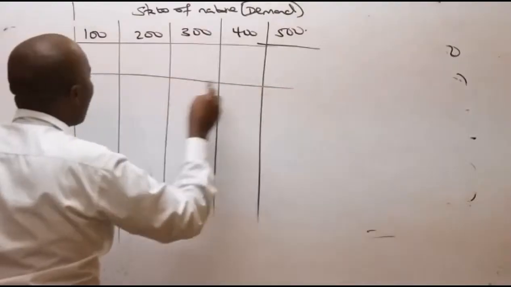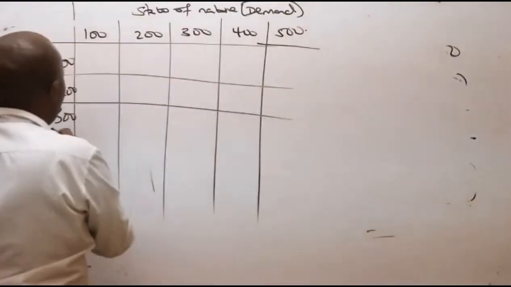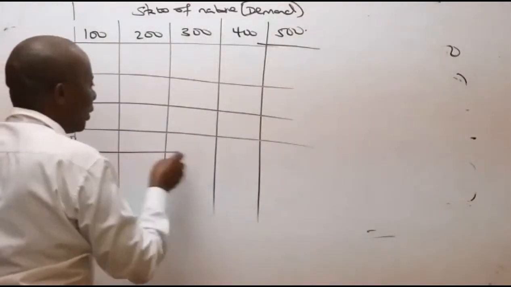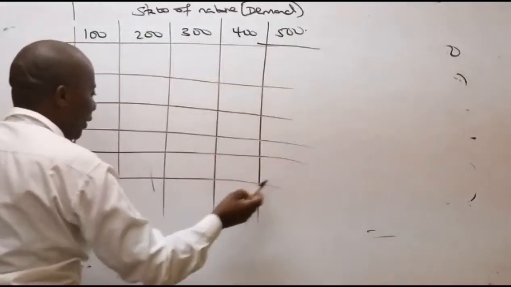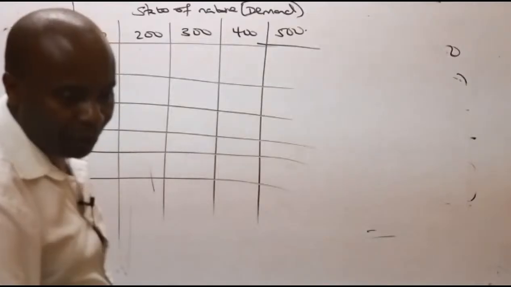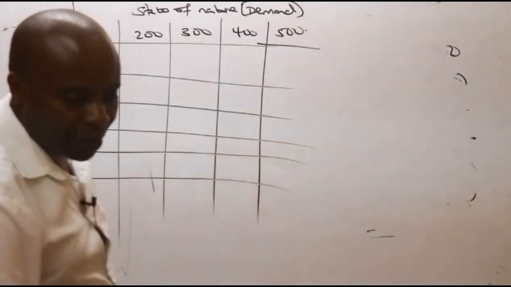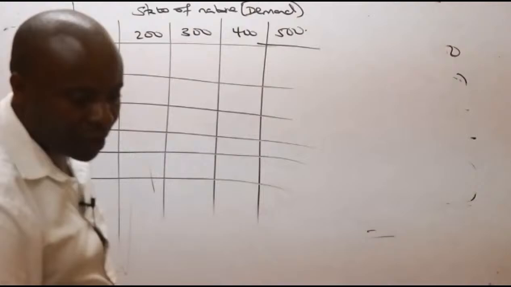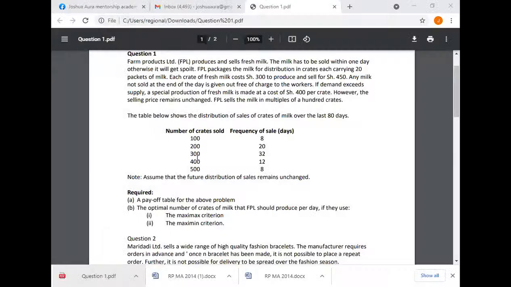Where did I get this 100, 200, 300, 400, all the way up to 500? Where I got them from, ladies and gentlemen, is here. In this particular question that you happen to be having on your WhatsApp, they have told us the number of crates sold. You can see from 100 to 500, right? These are the ones that I've worked around to be able to get the supply and the demand. So, ladies and gentlemen, we can now read here.